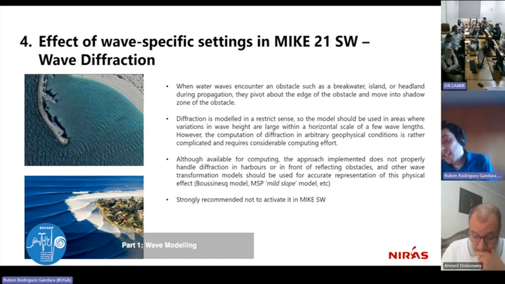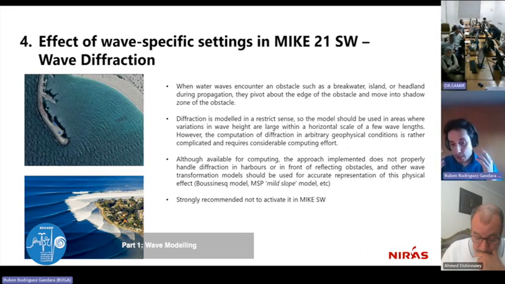So bottom line in here is, don't use wave diffraction in Mike SW for two reasons. The first one is that the results are not good, but it is not because it's Mike, because any other phase averaging model, like Telemac, for example, or SWAN, or whatever, they have exactly the same problem, because it's just due to the nature of the equation.